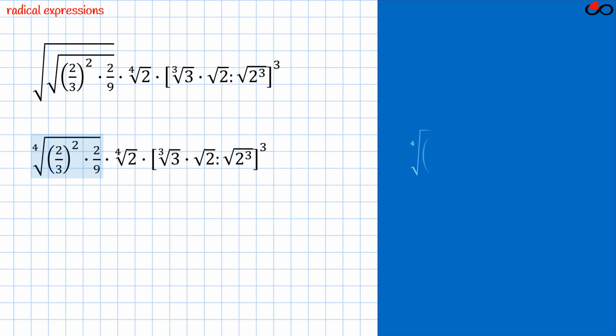Let's consider the first radical again. We raise 2/3 to the second power, to obtain the fourth root of 4/9 times 2/9. We multiply, to find the fourth root of 8/81. So we update the main expression.